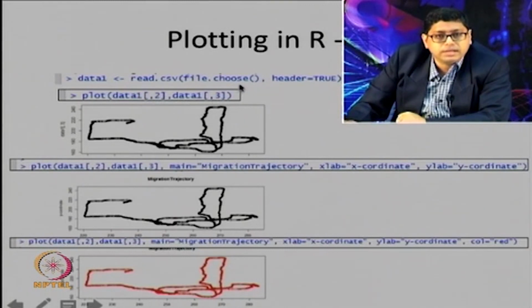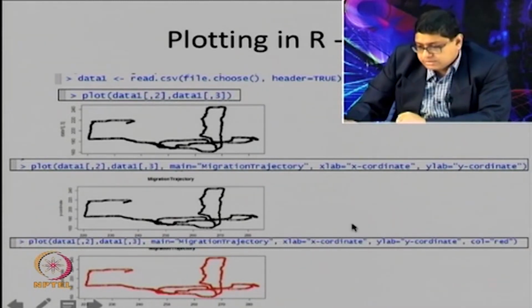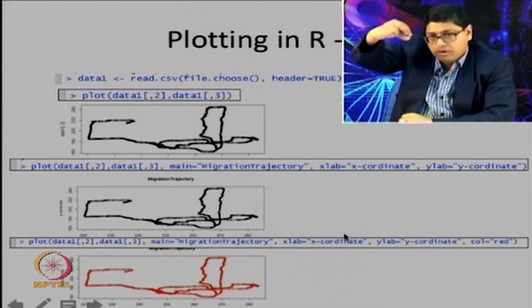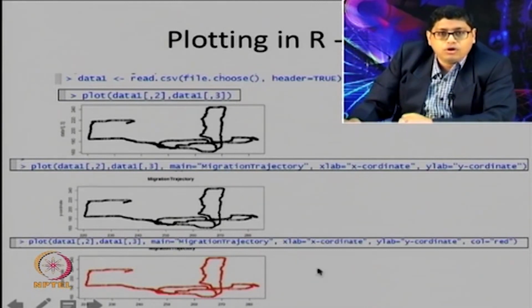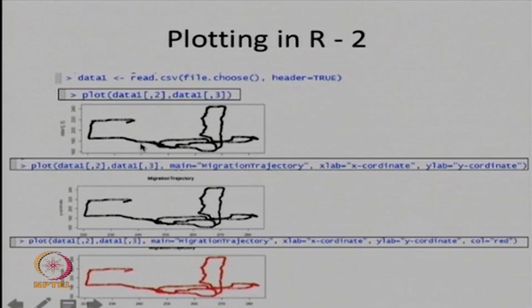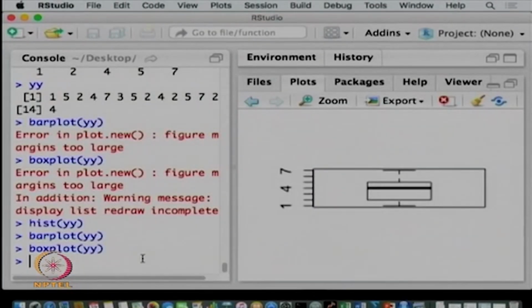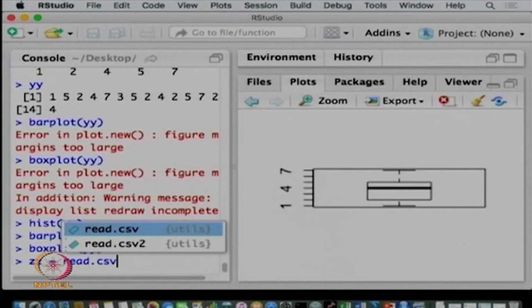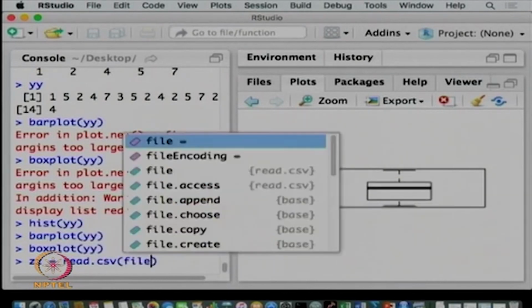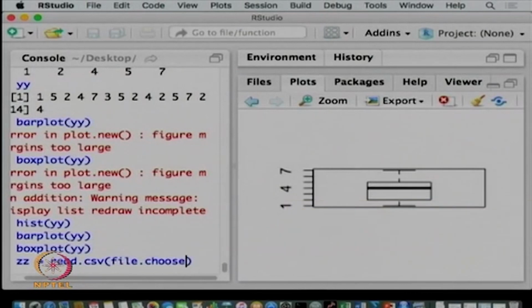Why are you choosing the second and the third column? The reason is because when you import your data, you have a row or a column which gets inserted, which is the row number. So, let us go back to R. So, which is the vector that we had, let us again have ZZ is equal to read.csv file dot choose.